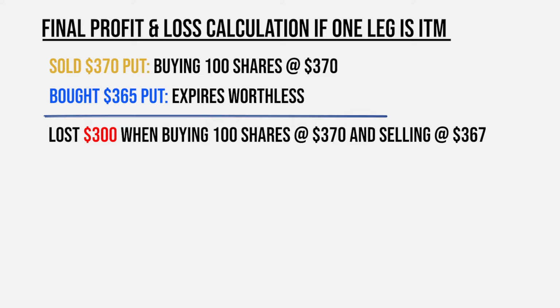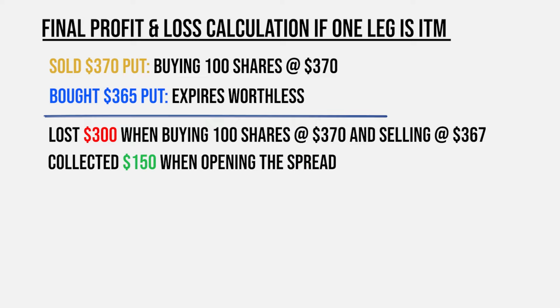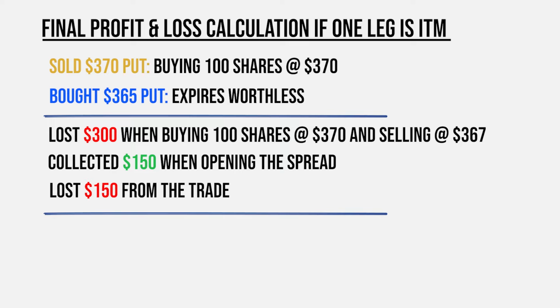And again, remember, we collected 150 to open up the spread, which means that we'll only lose $150 on this one trade. And you can see the same math play out when it's 368 or 369. 369 just means that we'll lose $100 when we sell it on the open market, but we'll make 150 on the credit, so we'll actually come out ahead with $50.